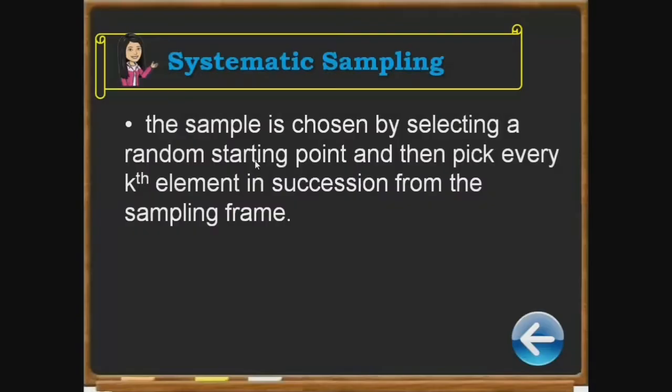Then systematic sampling. The sample is chosen by selecting a random starting point and then picking every kth element in succession from the sampling frame. Ang tatandaan nyo ditong keywords, every kth element.